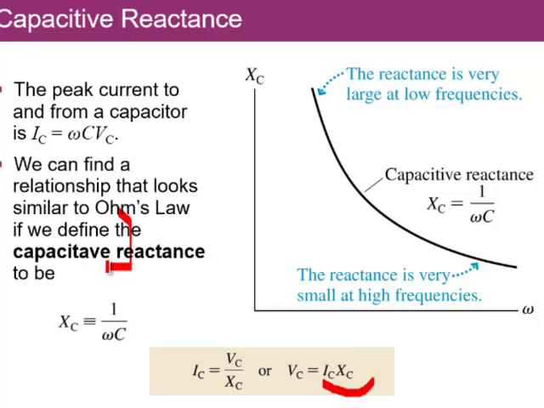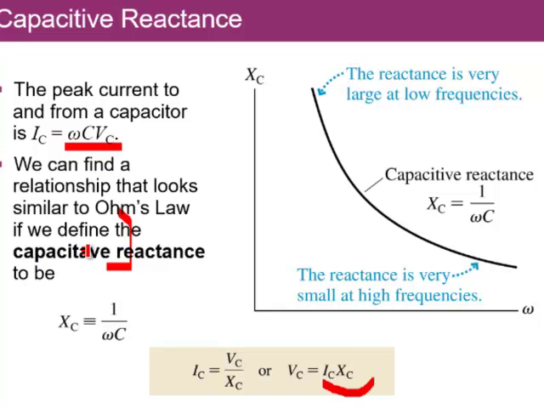Okay, so notice that there was a peak value for the current across the capacitor, and that combination of terms will be referred to as the peak current. So omega C times the voltage across the capacitor defines the peak current. Well, in order to compare this or write it down in a very similar way to Ohm's law, we're going to define something called a capacitive reactance.